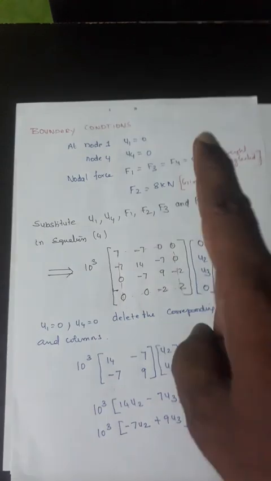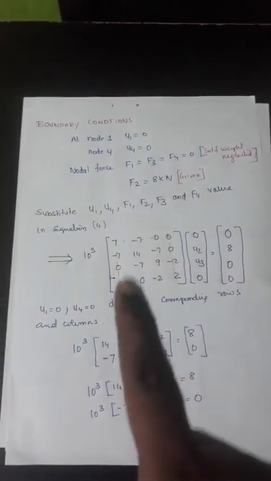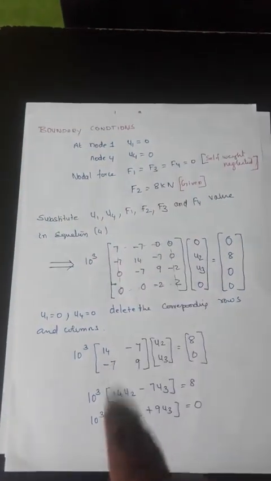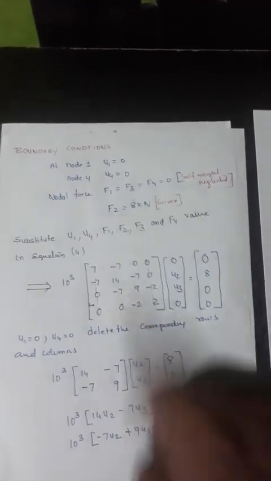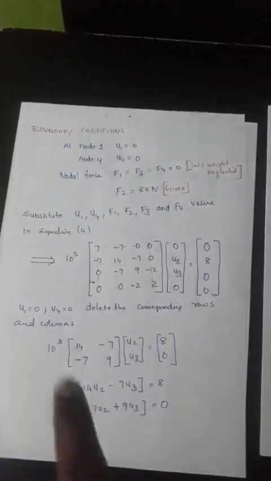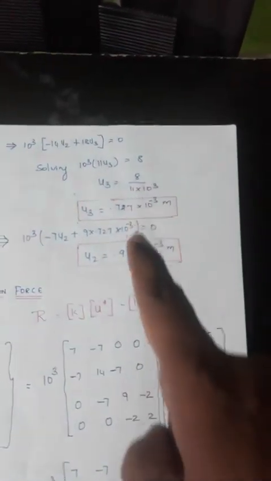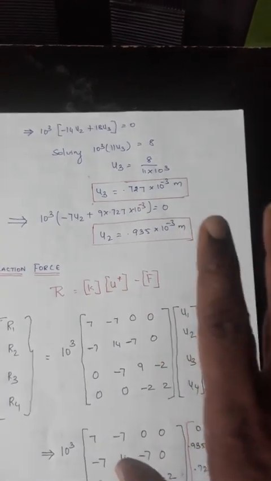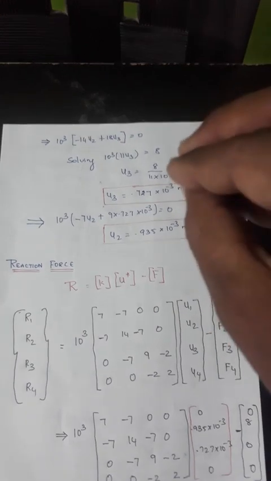So I am going to take all those things, U1, U4, F2, F3, everything I applied. Since U1 and U4 are 0, I have neglected the first row and first column, and the fourth column and fourth row. So from this I am getting the algebraic equations. From the algebraic equations you can find out the U2 and U3 values. This is what we have seen.